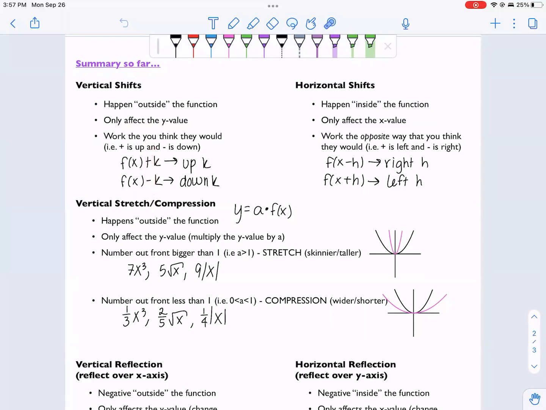Adding or subtracting k on the outside, or just adding or subtracting a number on the outside, is going to move it up or down. Plus on the outside moves it up. Negative on the outside moves it down. If you have plus or minus inside the function, that's going to move you left or right. Minus is right, plus is left.